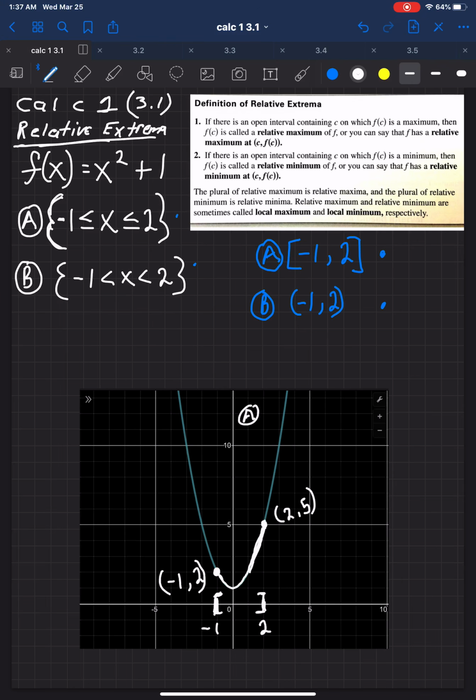Now let me pose a question to you. Ready? Is there a minimum value? Is there a maximum value in that interval? Let's start with the maximum. For sure, at the point 2, 5 is the maximum value, right? Now, what about the minimum value?